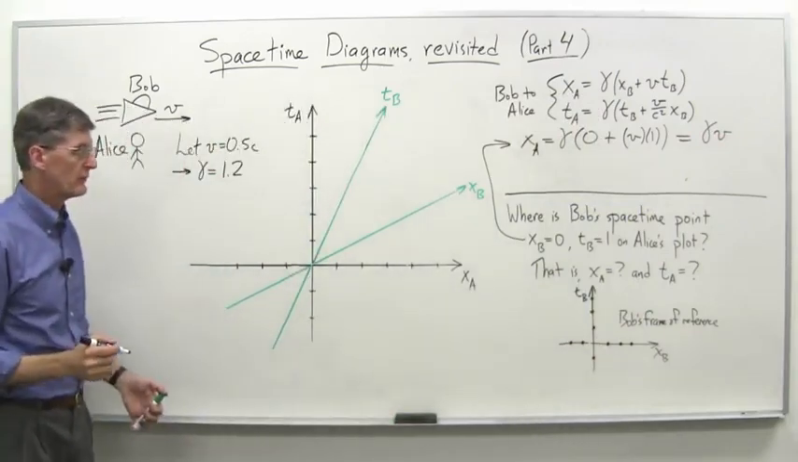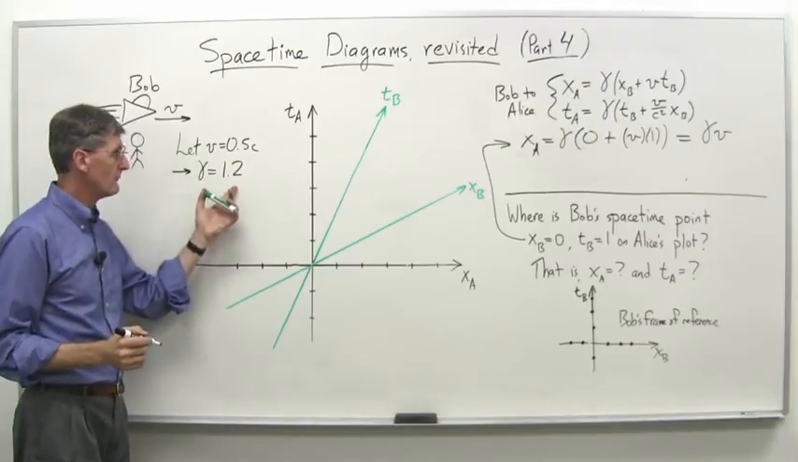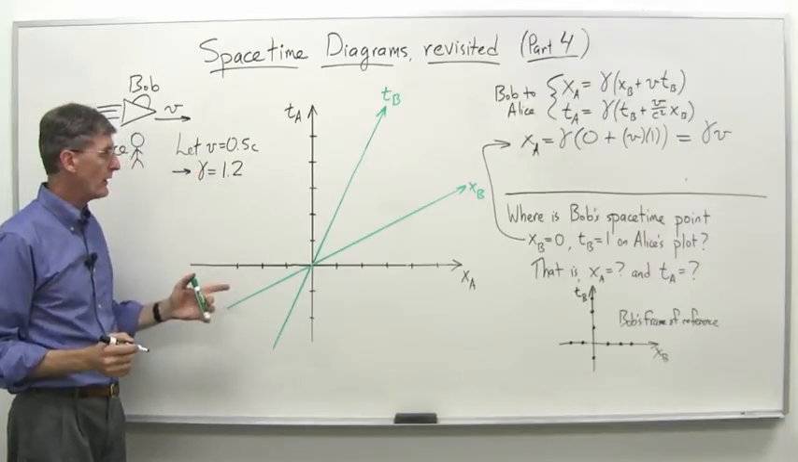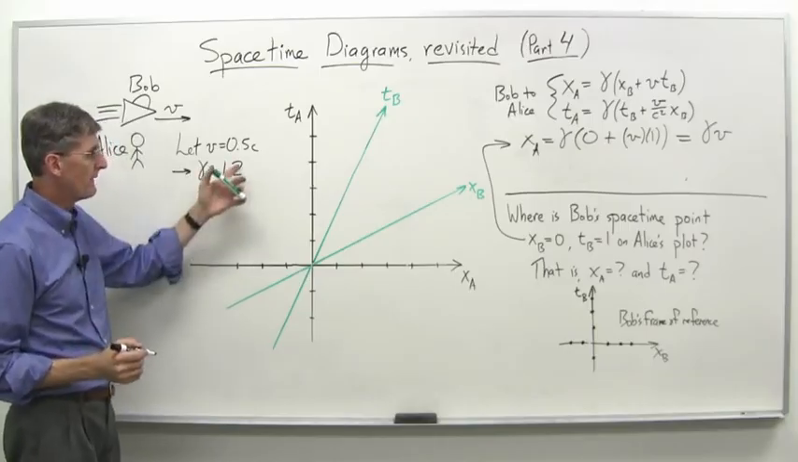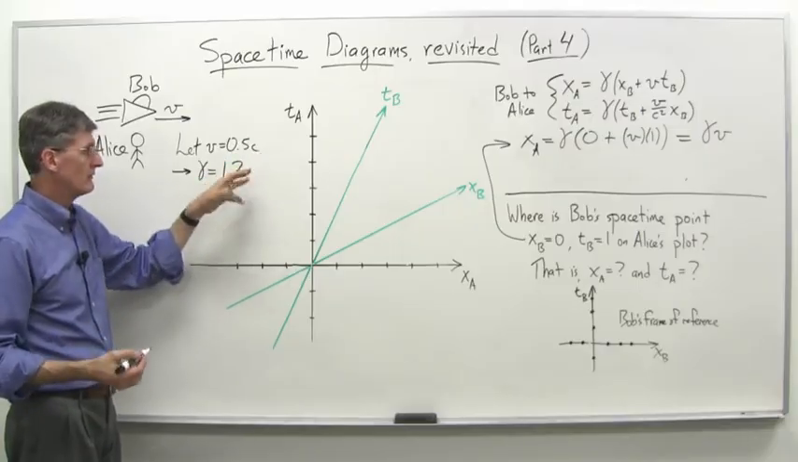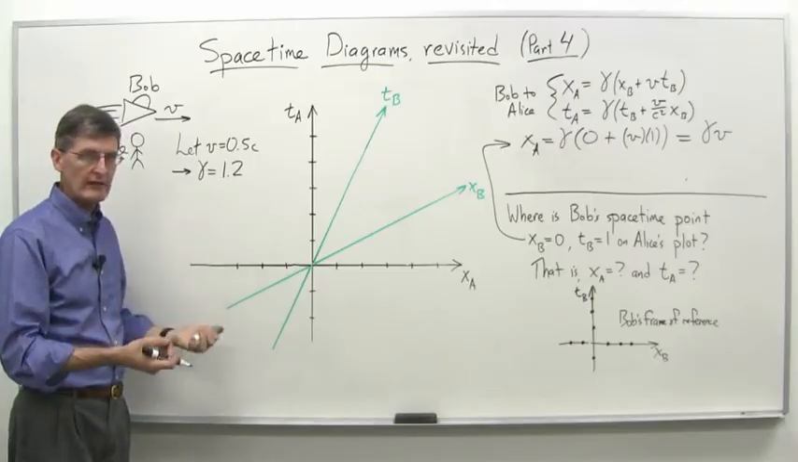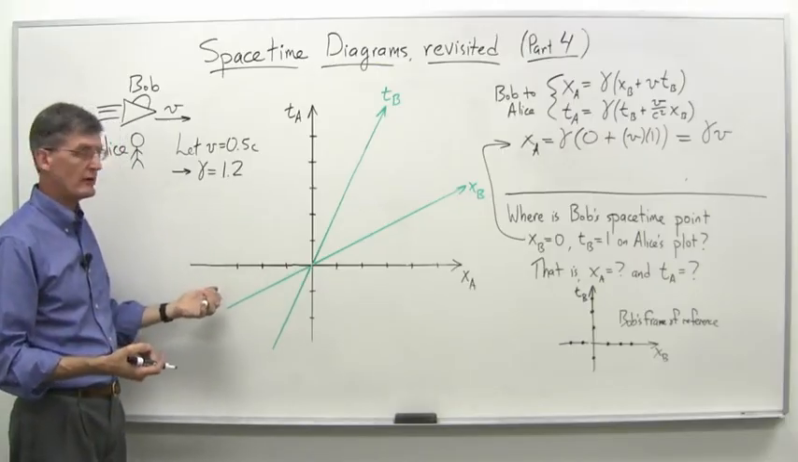And in fact, let's put some numbers in here for that. If gamma is 1.2 and v is 0.5 c here, and remember c is the speed of light, of course, and we're using it in units of light years per year, so it just has the value 1 very nicely for us.